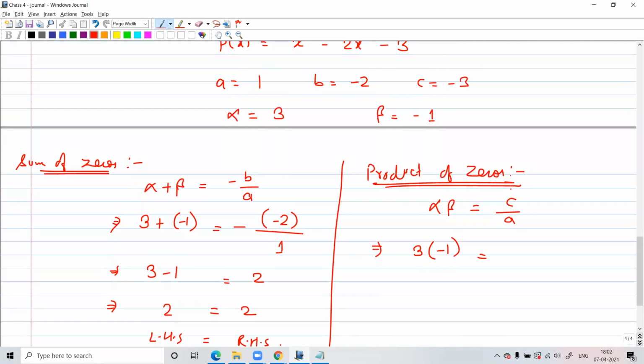So what was our C? Minus 3, and A was 1. As you can see, this is also minus 3, and this is also minus 3. LHS is equal to RHS again. That means whatever sir said, sir knows the formula. He's not lying.